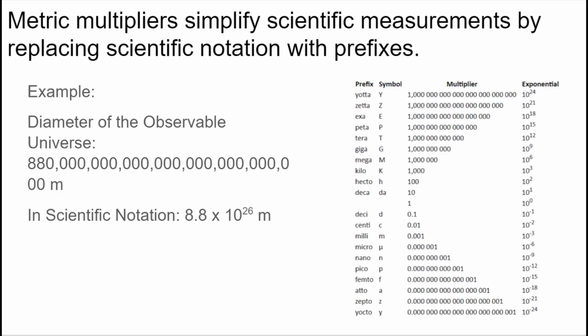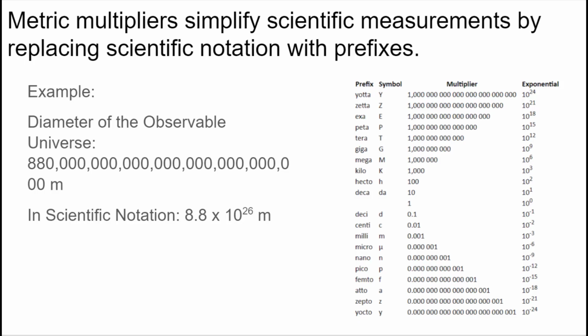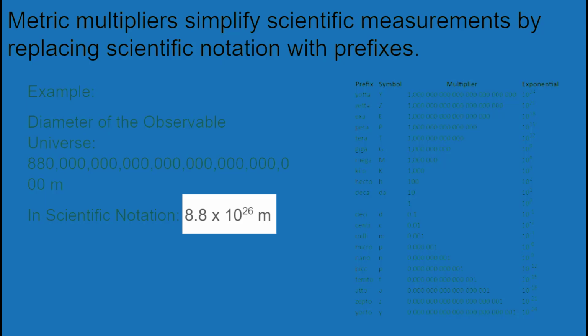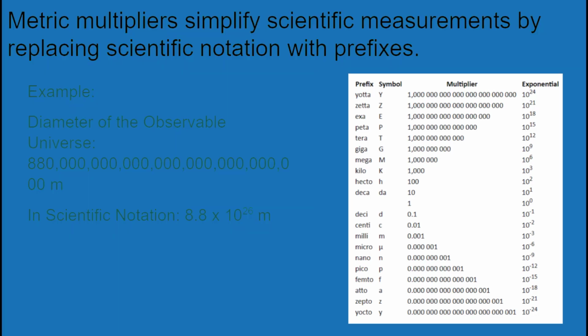Another important part of communicating within science is being able to use metric multipliers to show the scale of a measurement. Metric multipliers simplify scientific notation by using prefixes. Let's look at the example of the diameter of the observable universe. In scientific notation, the diameter is 8.8 times 10 to the 26 meters in length. To write this with a metric prefix, we can use a chart like the one on the right. On the chart, we can see that we have a metric prefix that can be used for a number to the 24th power. Unfortunately, our number is to the 26.